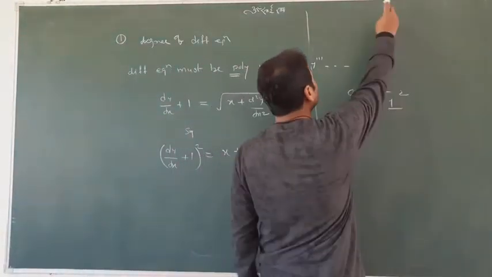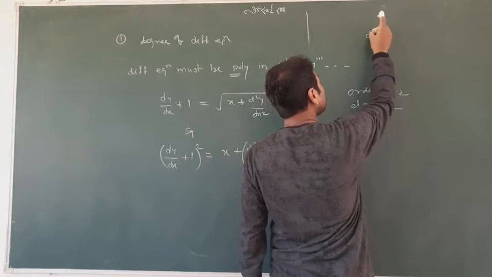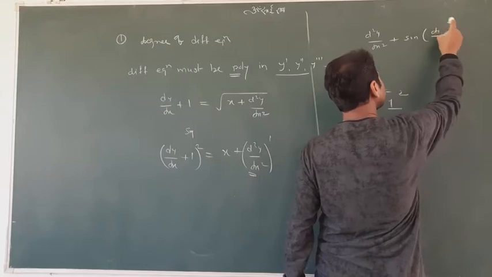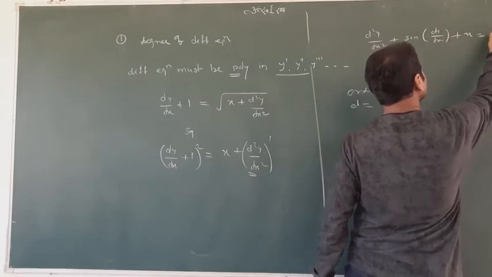I ask you one question here. Suppose it is coming: d square y by dx square plus sine of dy by dx plus x is equal to 0.